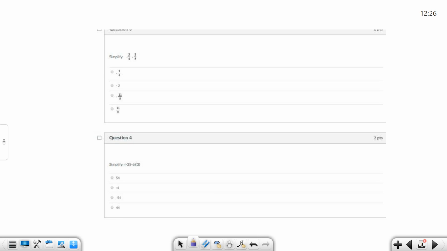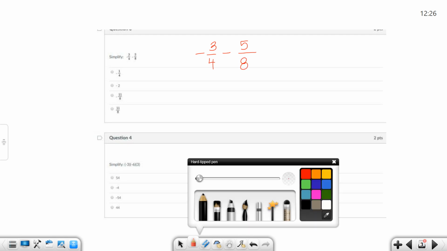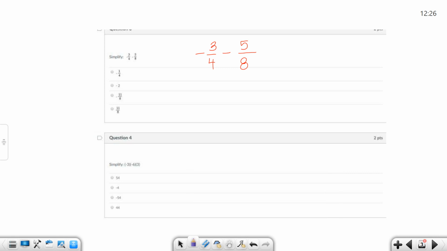All right, we have one more fraction one. That's a negative 3/4 minus 5/8. You can use 32 and then reduce if you wanted to use that as your common denominator. The easiest one, though, to use is 8. So let's turn them both into 8s. I'll multiply this one by 2. If I multiply by 2 on the bottom, I multiply by 2 on the top.